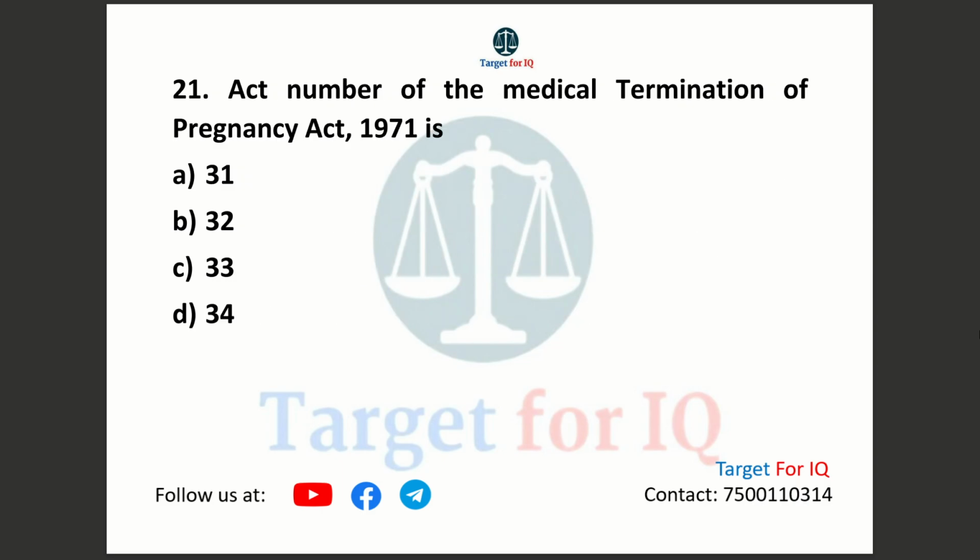Next, question 21. Act number of Medical Termination of Pregnancy Act 1971 is option A 31, option B 32, option C 33, option D 34. The correct answer is option D, that is 34.